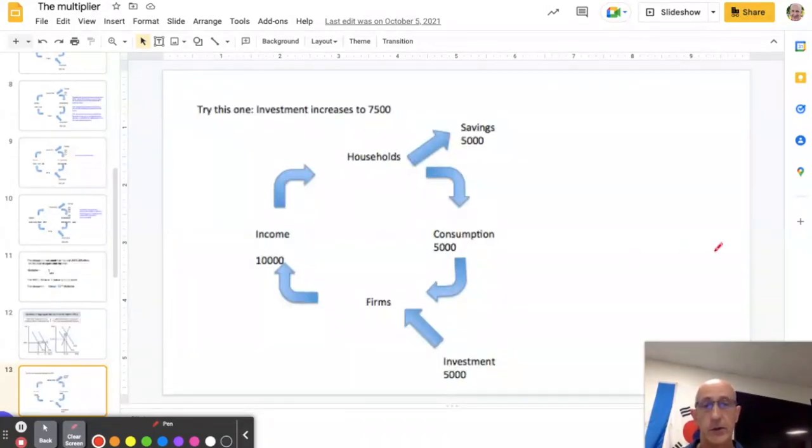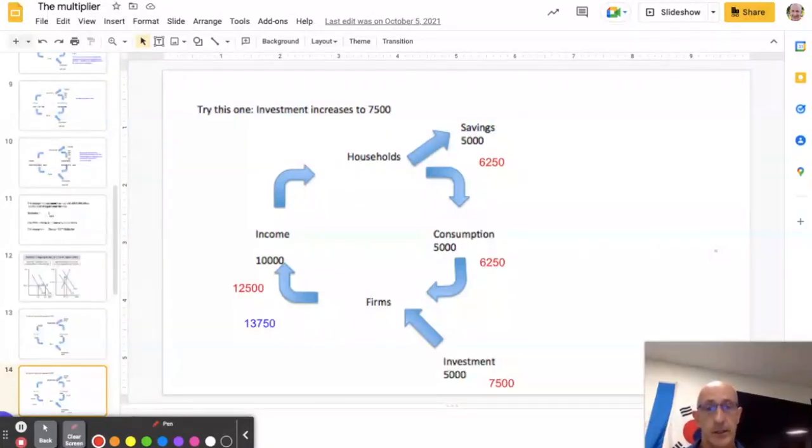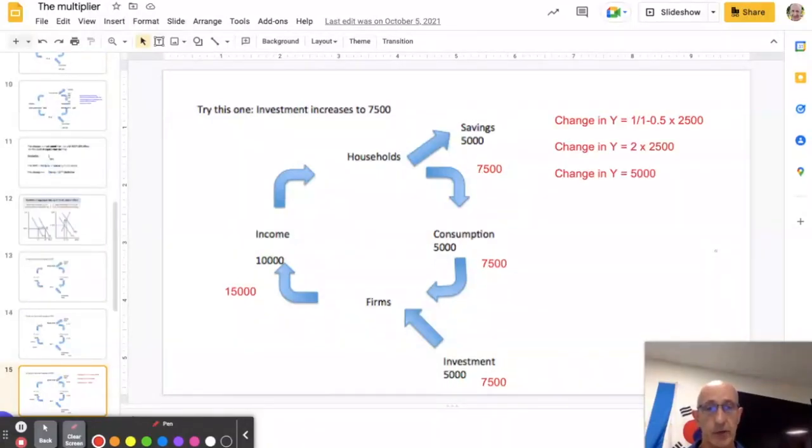Now, these following slides have got a number of other examples on, and you can try them. This one was a change in investment to 7,500. Just to try it again, you can see the numbers, how they change as you go around the circle, and then the overall change in income. This is the final slide. So that initial change of 2,500 led to an overall change in income of 5,000. It's different to the previous one. I think the multiplier now is a bit smaller.